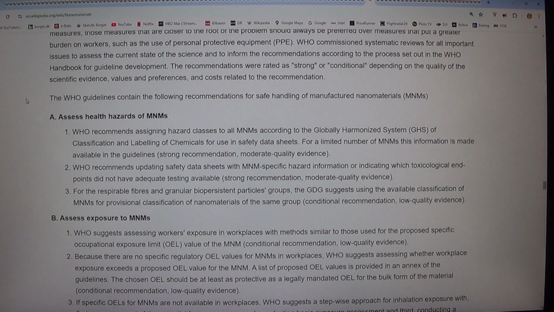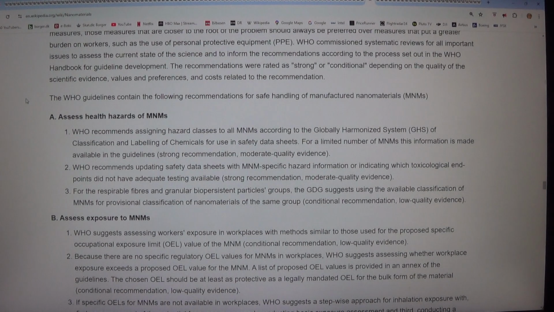The WHO guidelines contain the following recommendations for safe handling of manufactured nanomaterials, MNMs. Assess health hazards of MNMs. 1. WHO recommends assigning hazard classes to all MNMs according to the Globally Harmonized System, GHS, of classification and labeling of chemicals for use in safety data sheets. For a limited number of MNMs, this information is made available in the guidelines.